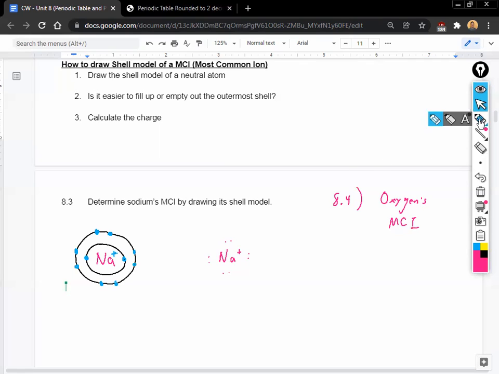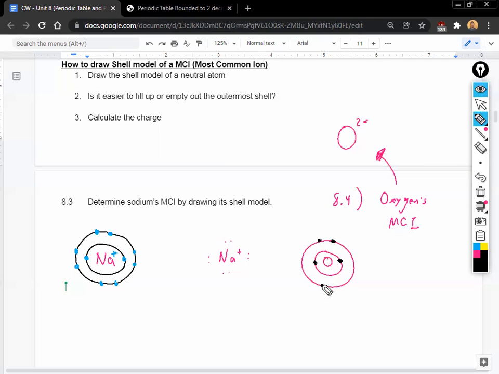Okay, so oxygen's MCI. Let's just talk about the charge. What is oxygen's MCI? What charge does it want? Negative. Positive 2. -2, exactly. So we have -2, which means it's going to gain 2 electrons. Regular oxygen has 2 shells, so we're going to draw the normal 8, and then we just need to add 2 to it.